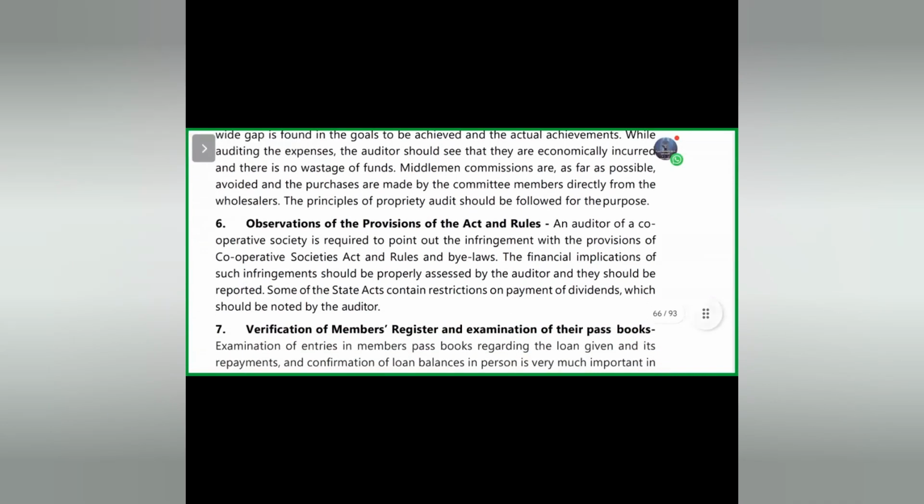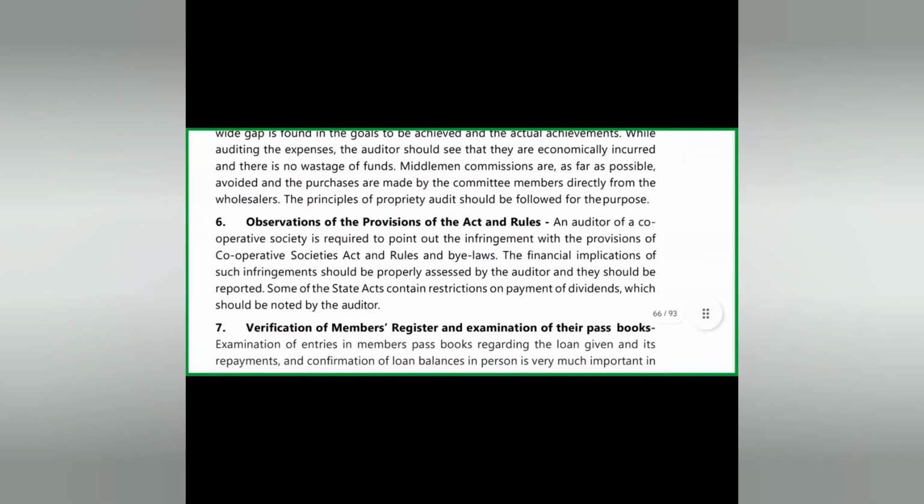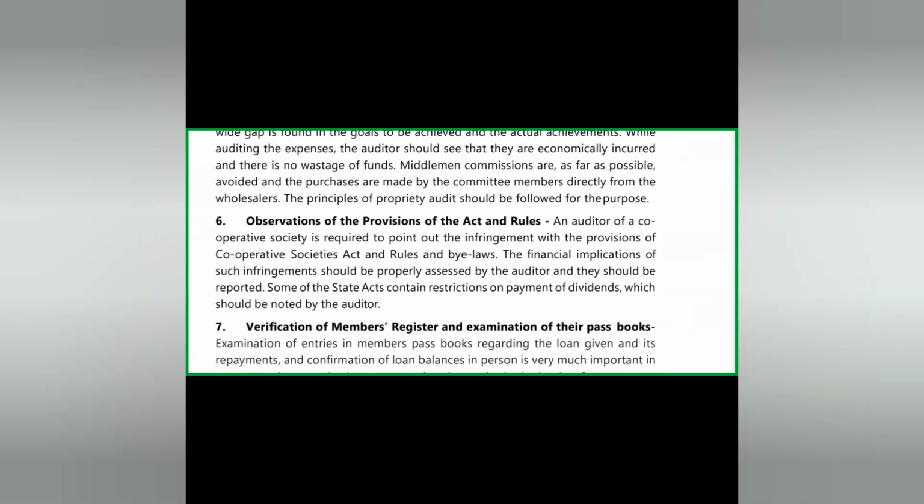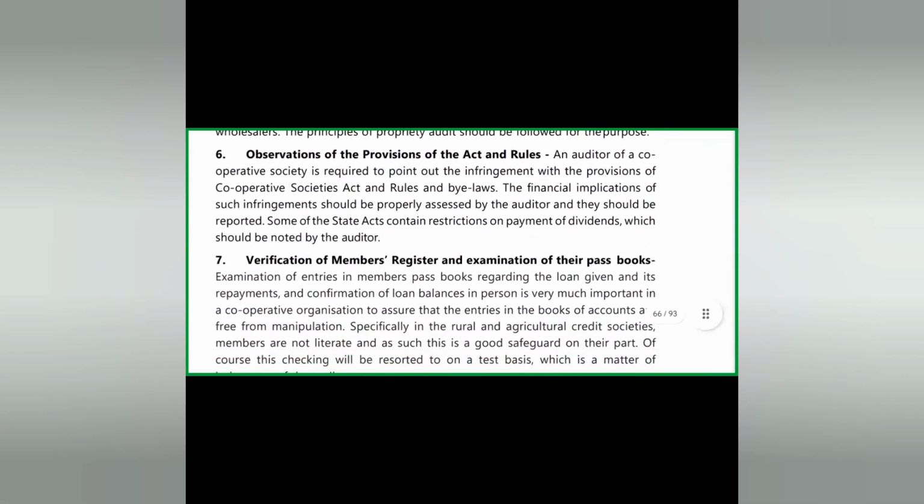Observations of the provisions of Acts and rules. So an auditor of a cooperative society is required to point out the infringement of the provisions of cooperative societies acts and rules. The financial implications of such infringement should be properly assessed by the auditor, and they should be reported. Some of the state acts contain restrictions on payment of dividend, which should be noted by the auditor.